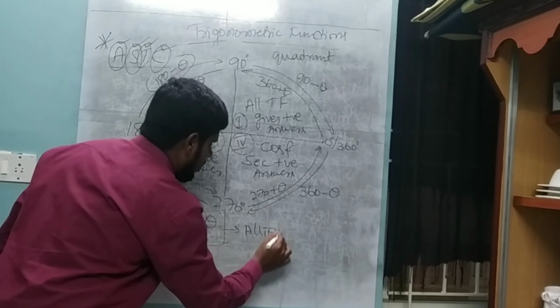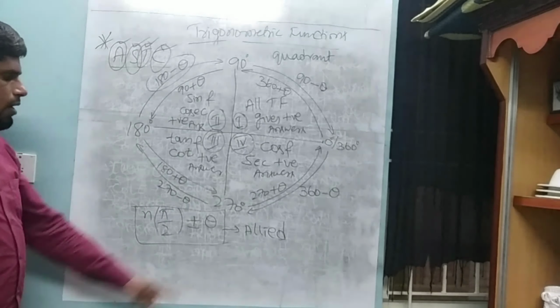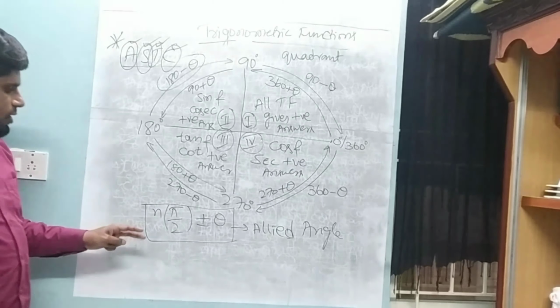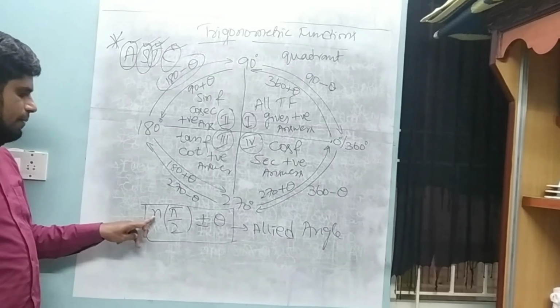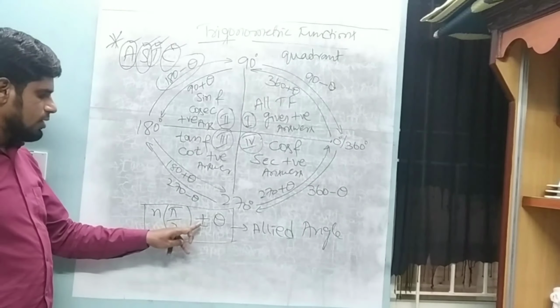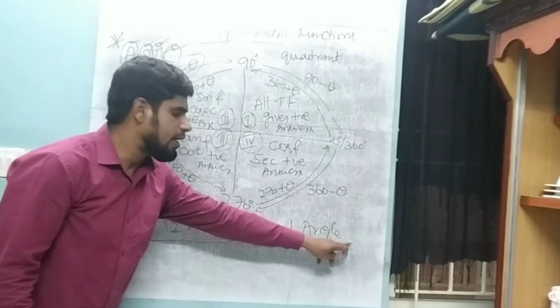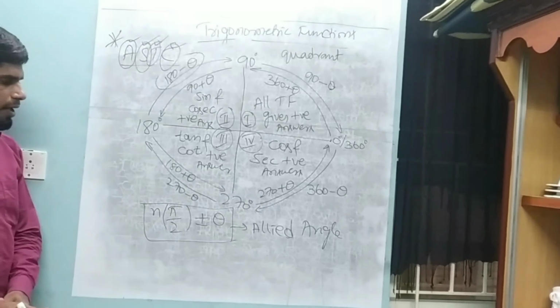A-L-L-I-E-D, allied angle. What is an allied angle? Pi by 2 multiplied by any number, that is added to or subtracted from any angle, then it becomes an allied angle. Allied angle.